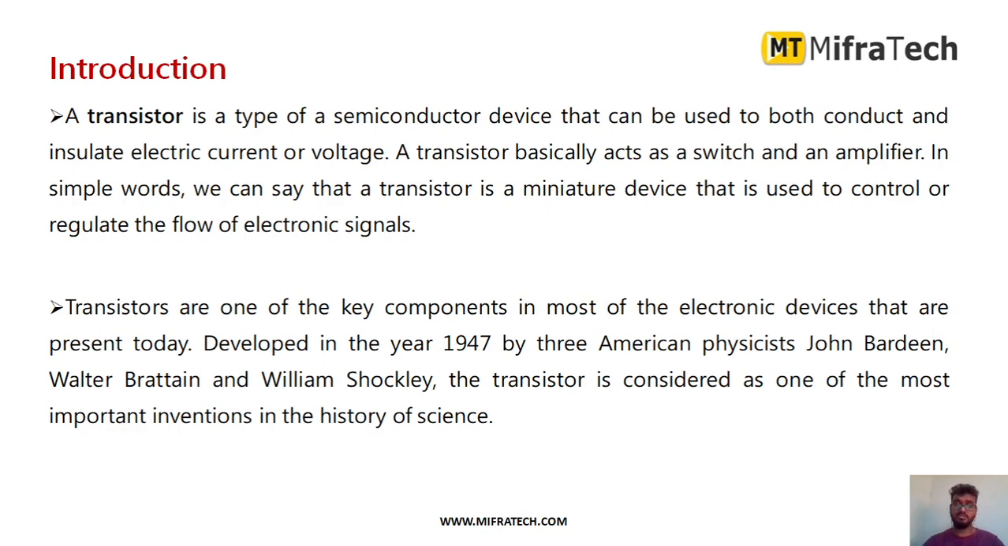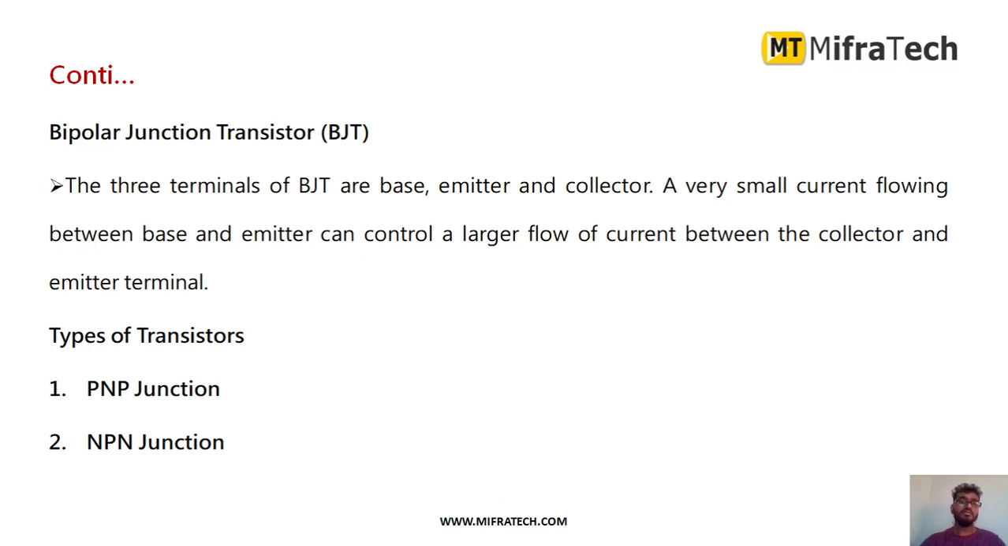The transistor we'll see is a bipolar junction transistor, shown with the symbol BJT. It has two polarities, but it is mainly called bipolar junction. It has two junctions and three terminals as shown: base, emitter and collector. A very small current flows between base and emitter, but a large amount of current will be flowing between collector and emitter.